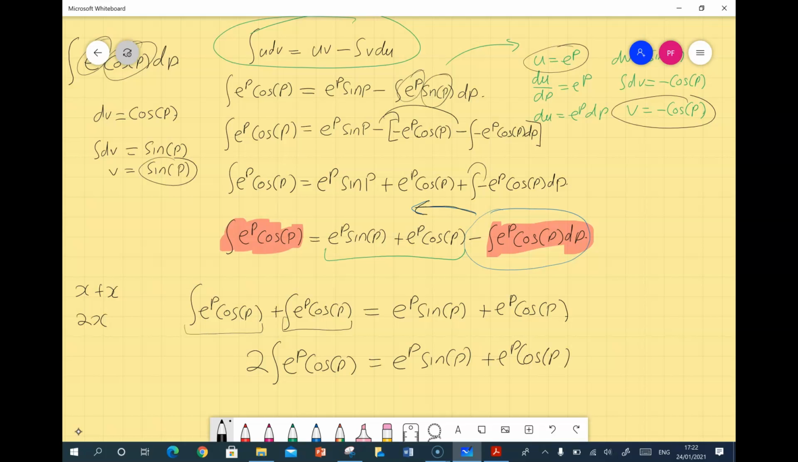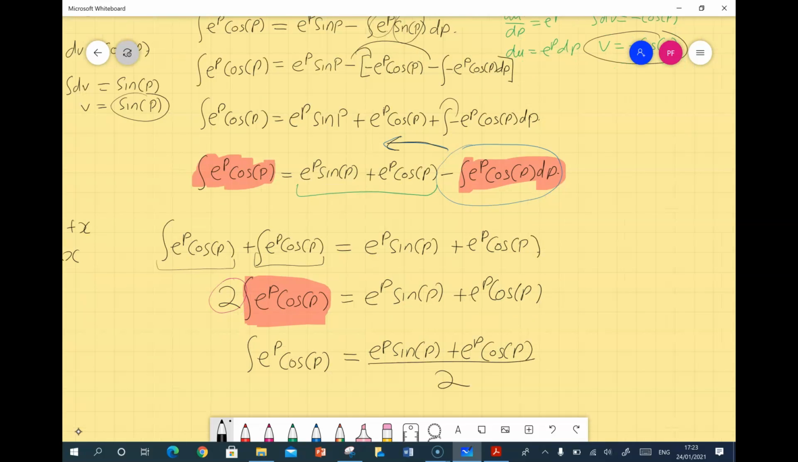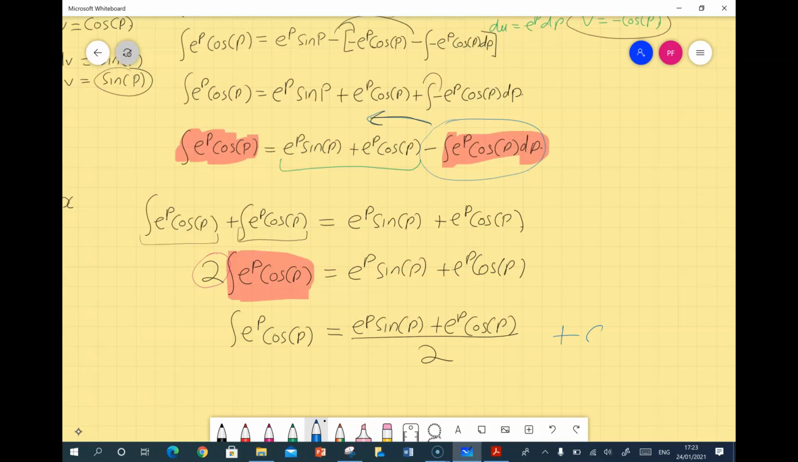Now let's be very, very clear. This is the thing that I've been asked to integrate at the very beginning. The only thing that's different about it now is I have a 2 in front of it that's multiplying. So when that 2 comes over, it will divide. So the integral of e to the power of p cos of p equals everything on the right divided by 2. E to the power of p sine of p plus e to the power of p cos of p all over 2. And then don't forget at the end to add your plus c.